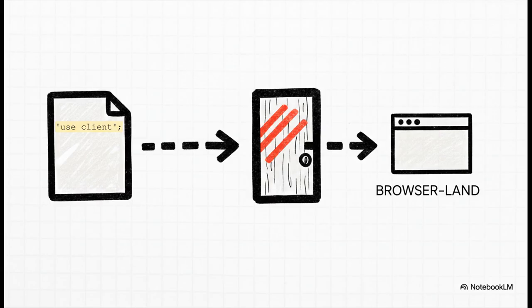You can think of this directive as a one-way door. The second you put it in a file, you're telling Next.js, hey, this component right here, and anything it imports, belongs in the browser. It needs JavaScript to work. And once you step through that door, you're in the browser world to stay.